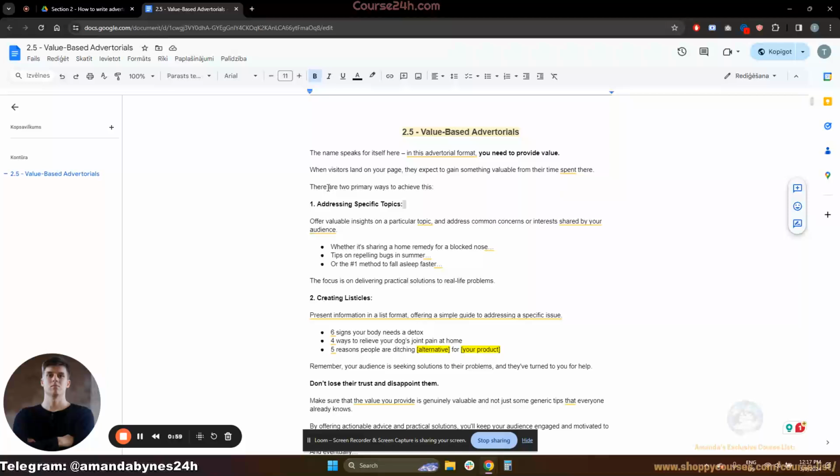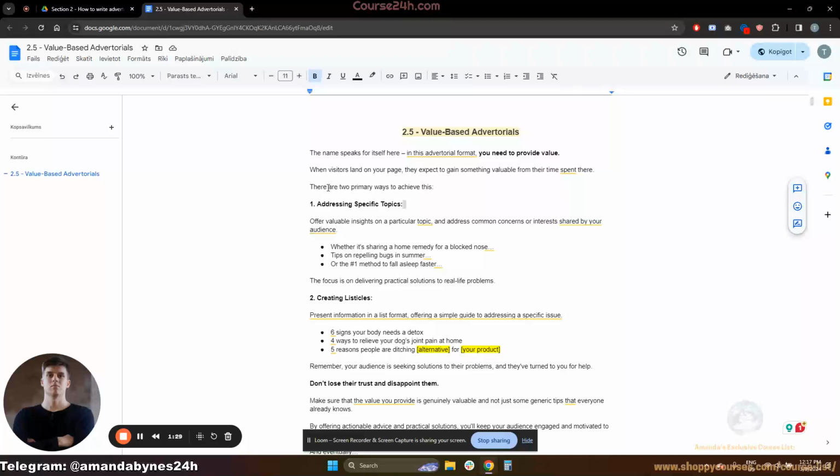So there are two primary ways to achieve this. You can either address a specific topic, so offer valuable insights on a particular topic and address common concerns or interests shared by your audience. Whether it's sharing a home remedy for a blocked nose, tips on repelling bugs during the summer, or the number one method to fall asleep faster. So this focuses on delivering practical solutions to real life problems.